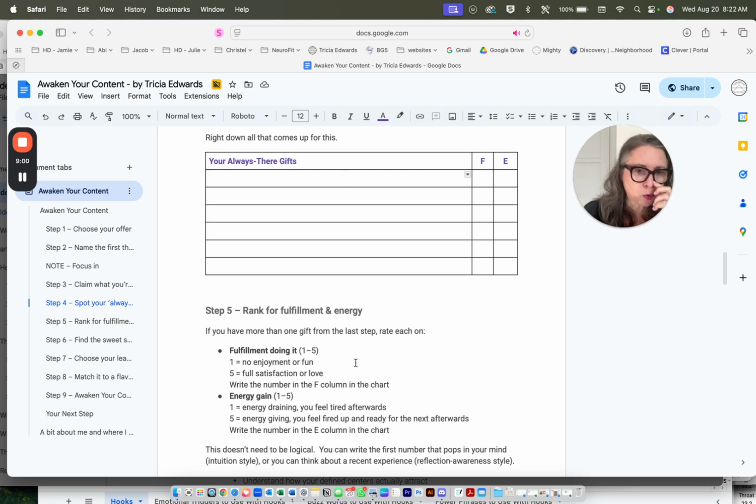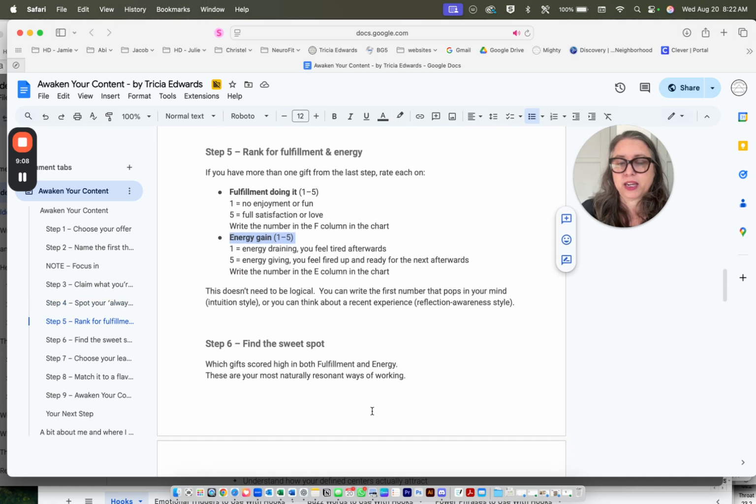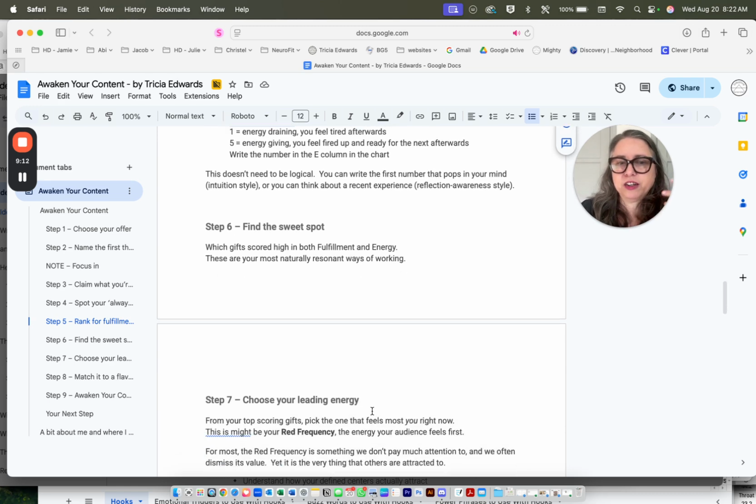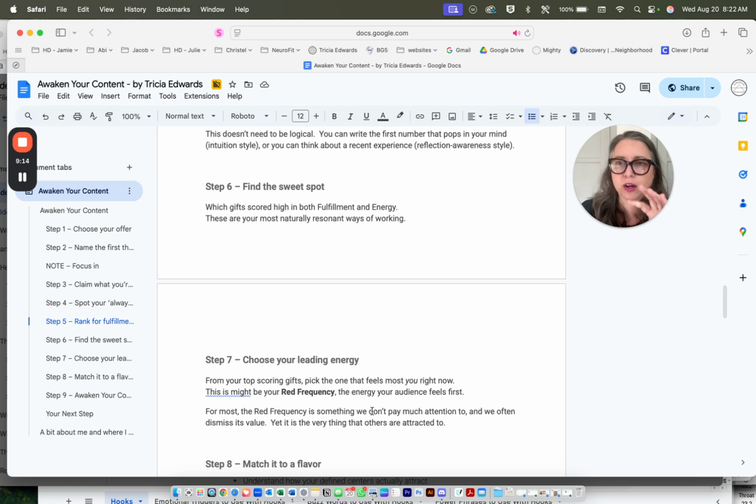And then we're going to rank them by how much you enjoy doing them and then how much energy they give you after you do them. And this isn't logical. This is just how you feel. And then you start to find that sweet spot. And one of those is going to emerge, or a few of those are going to emerge. And that is most likely what your red frequency is.